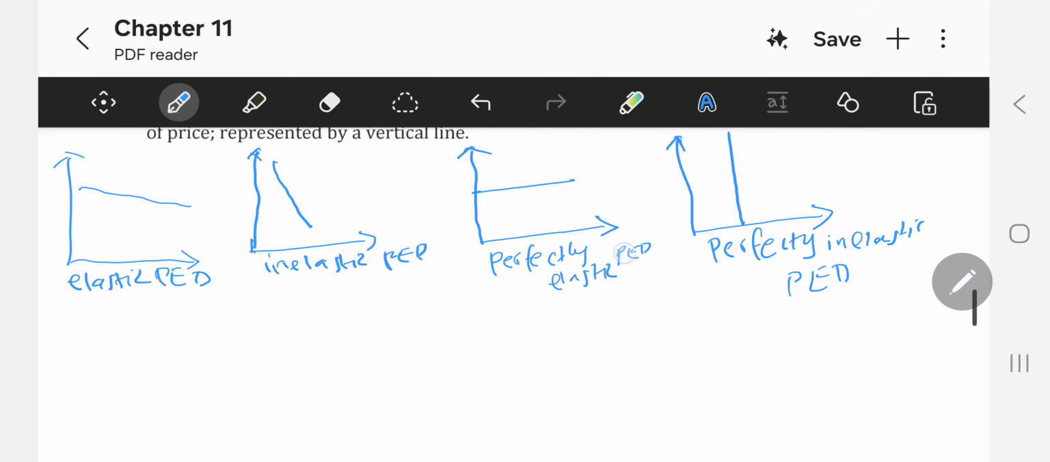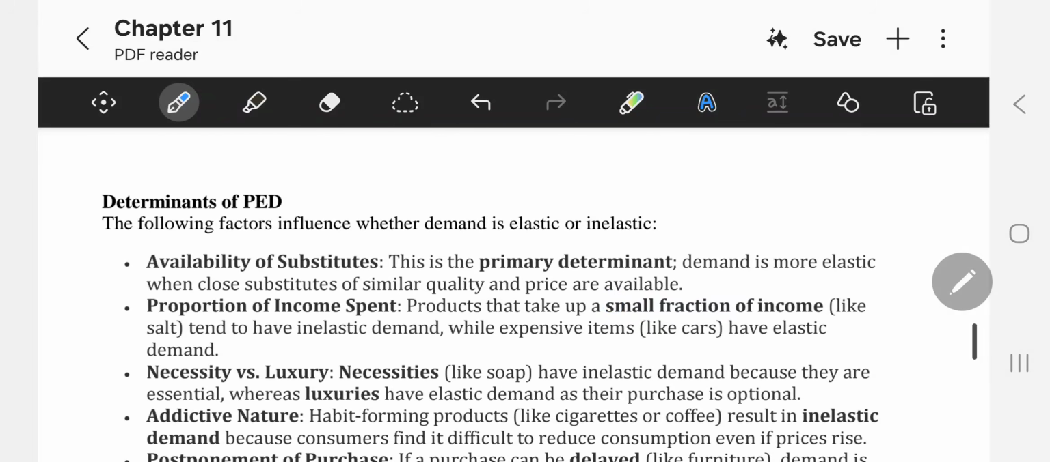All right, so let's move on and think about what determines PED. There are several factors that determine PED, one of them being availability of substitutes. A commodity that has many substitutes will have price elastic demand. When the price of this commodity increases, consumers are going to switch to the other product, and so the quantity demanded for this product is going to decrease by a lot. That's why when there are many substitutes, it's price elastic.